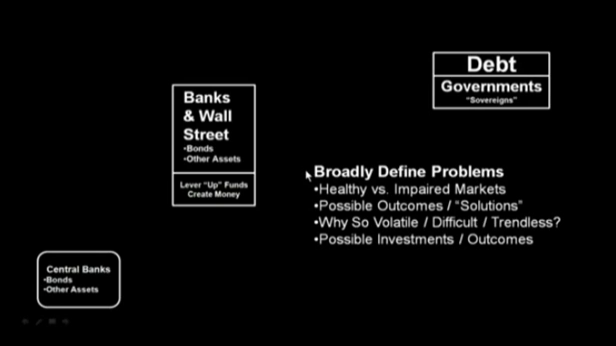We're going to take a very broad look at this. We're more concerned about concepts than specifically how money flows through the system. If you understand conceptually how money flows, you can make much, much better decisions going forward. We're going to look at healthy markets versus impaired markets, some possible outcomes, which may be termed as solutions. Why have the financial markets been so volatile, difficult, and trendless recently? We'll look at outcomes going forward and match them with possible investments. And what you'll see is these three bullets here are all interconnected.